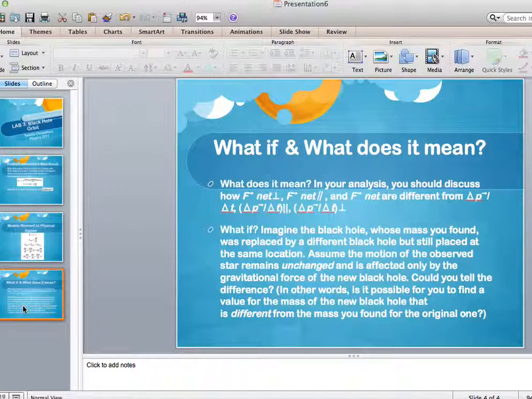The second question provides a scenario where the black hole was replaced with another at the same position, and the question is whether the mass of the new black hole would be different from the original. The answer is that it would not, because nothing has changed besides the black hole, and the positions as well as velocity and momentum data are all the same for the star orbiting. This means that the total net force will also be the same, and so the new black hole will have the same mass as the previous one.